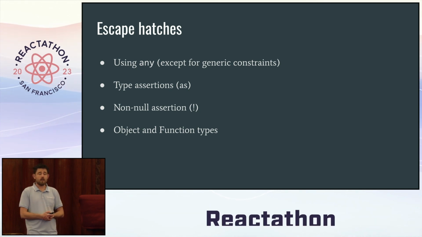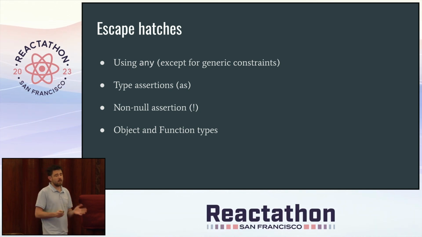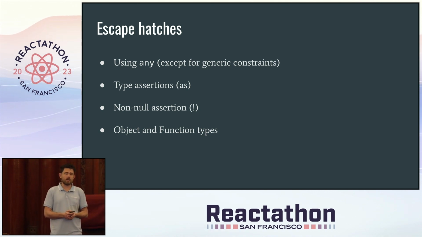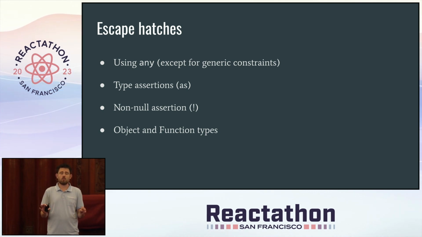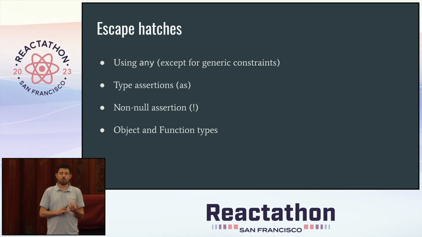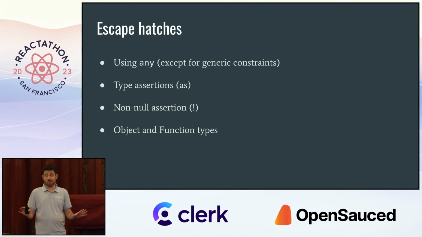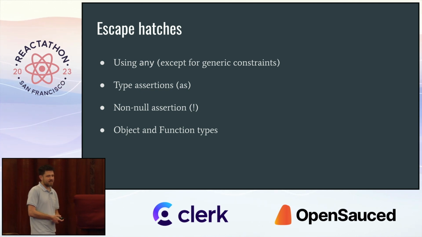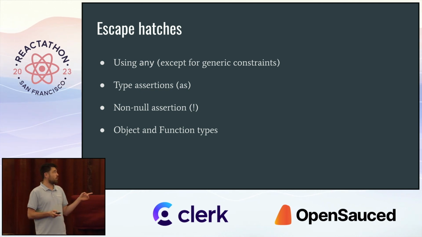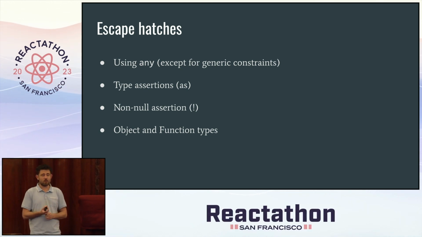Type assertions with as is probably a more controversial one, but generally speaking, you shouldn't use the word as unless you're a library author, or unless you're writing as const, which is great. But any other use of the word as, let's skip it. Non-null assertions: you may not know about this one. It's a little bit unusual, and if you don't know about it, great, because you probably shouldn't use it.